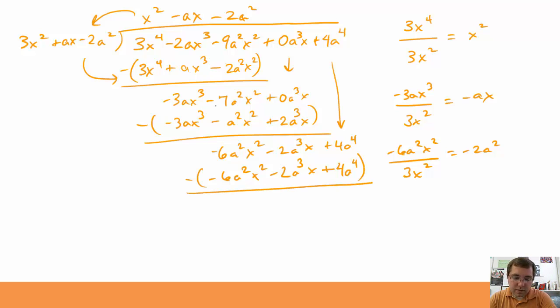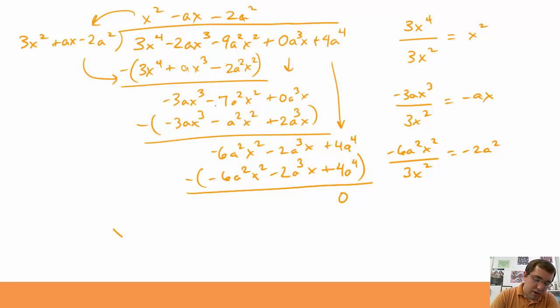First terms cancel. Second terms, I've got negative 2a cubed x minus a negative 2a cubed x becomes negative 2a cubed x plus 2a cubed x. Those are the same. They cancel. 4a to the fourth minus 4a to the fourth also cancel. So I've got 0. It means I have a remainder of 0. This divides perfectly into the dividend.